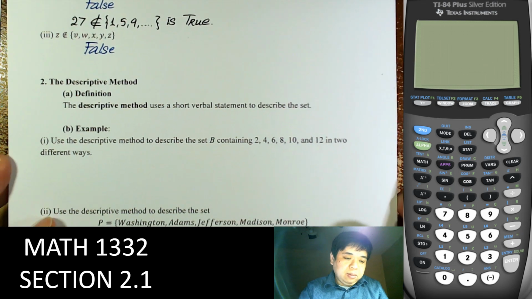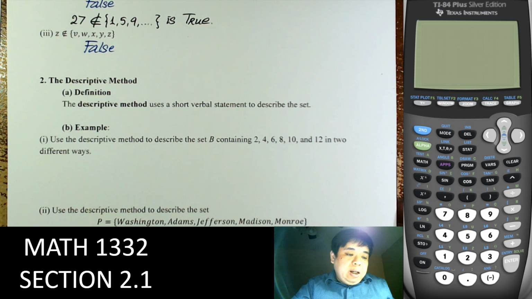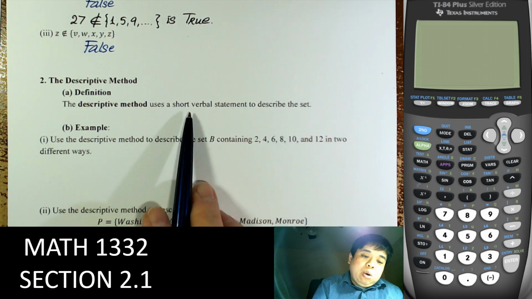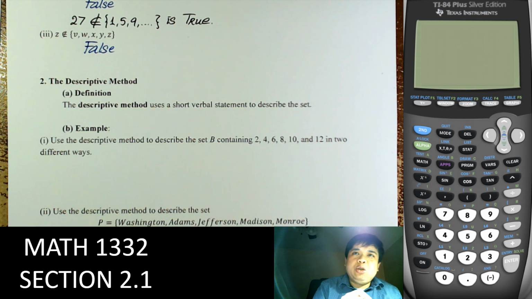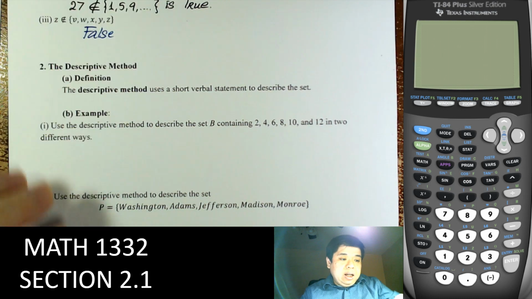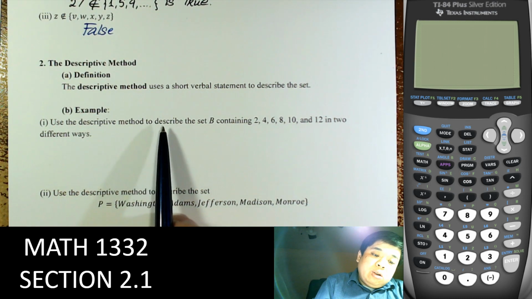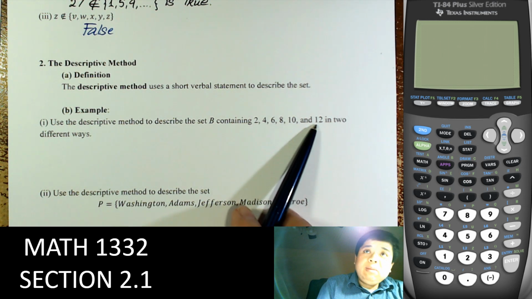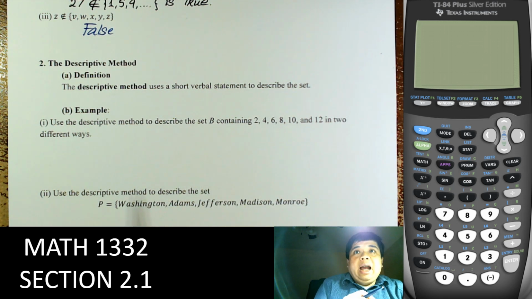Next, the descriptive method. This is the second way to write a set. The descriptive method uses a short verbal statement to describe a set. So pretty much we describe it in words. Use the descriptive method to describe the set B containing 2, 4, 6, 8, 10, 12. So those are even numbers, but not actually just even numbers.